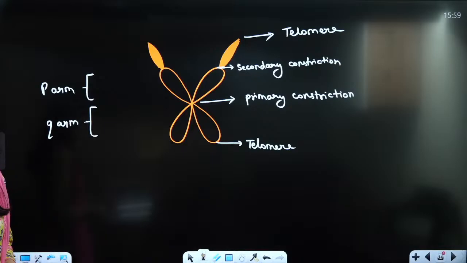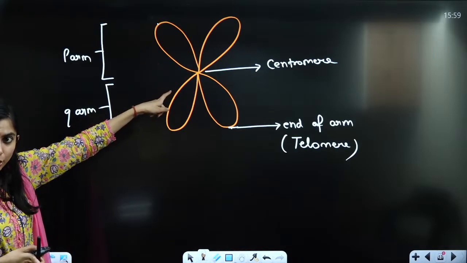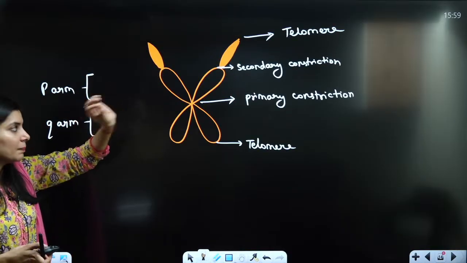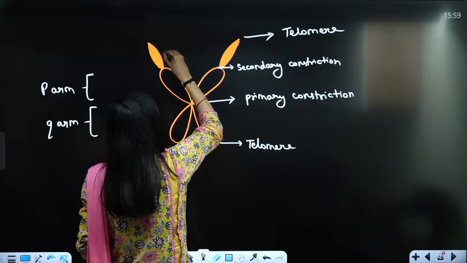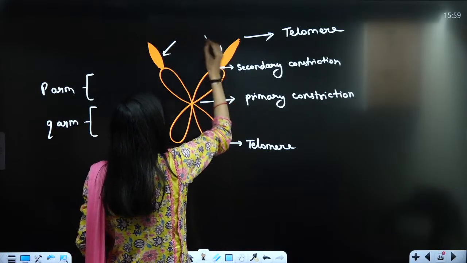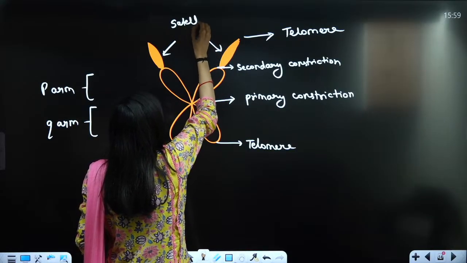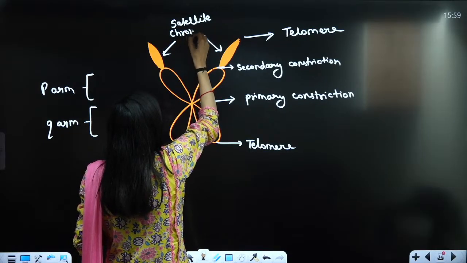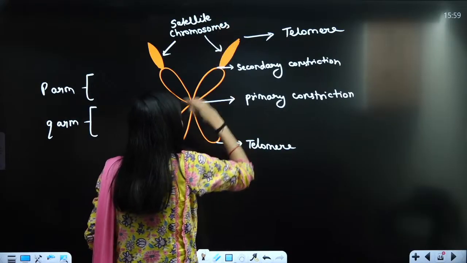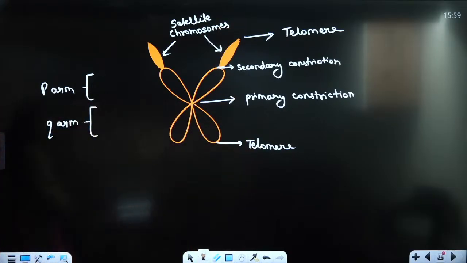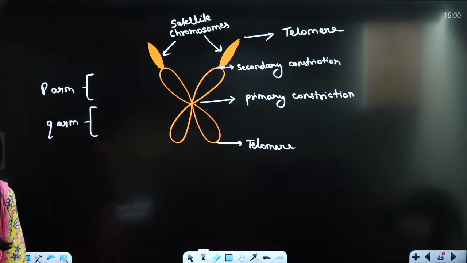Okay. So normally this midpoint would be specified as centromere, but if there is extra material being attached, these parts would be specified as satellite chromosome. These are specified as what? Satellite chromosomes. Fine. Okay, exactly. The extension form of the DNA, this would be called as what? Satellite chromosome. And this is how, in terms of a structure, we used to define. I hope you can understand.